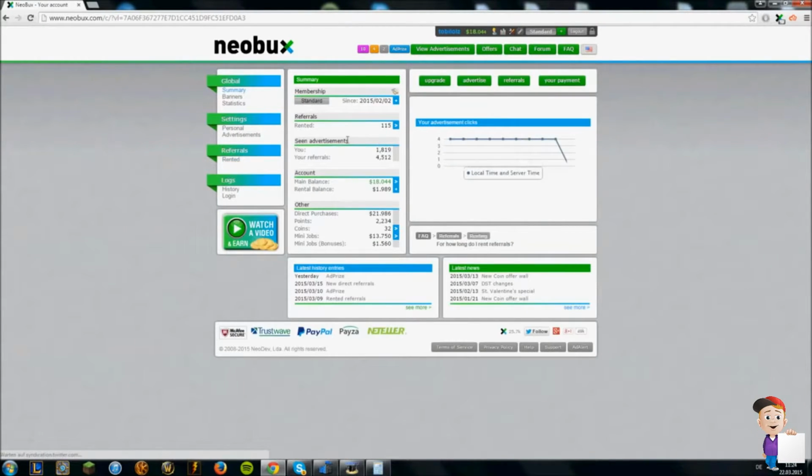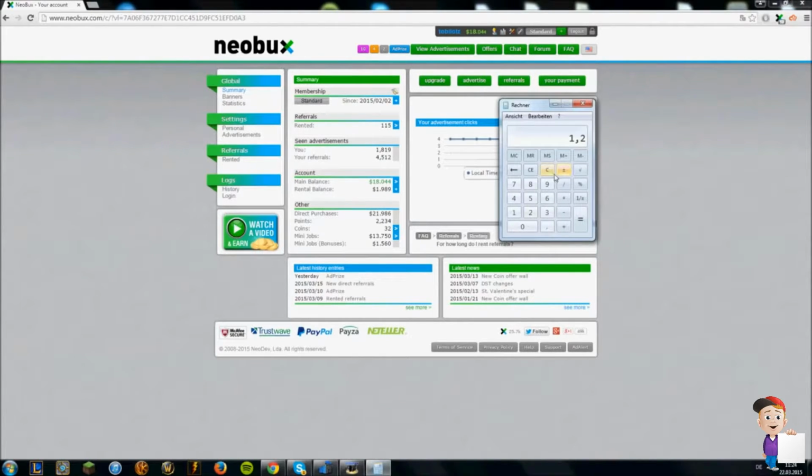I right now have 115 referrals. 115 referrals cost me around $20 a month, and I recycled many already and have around 56 active referrals every day, and this is a very good average.